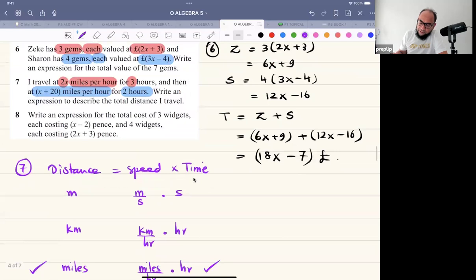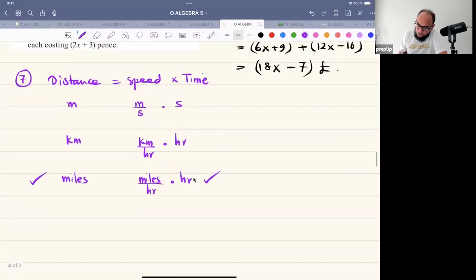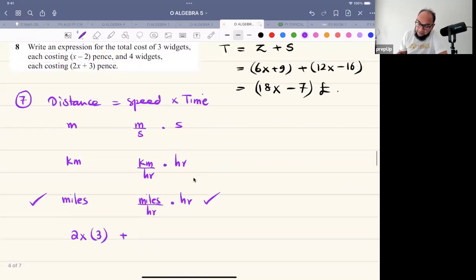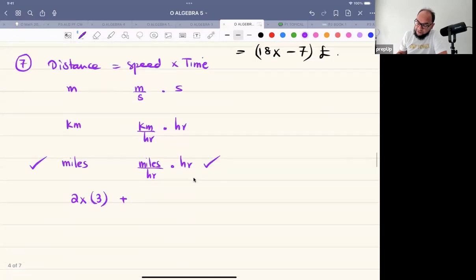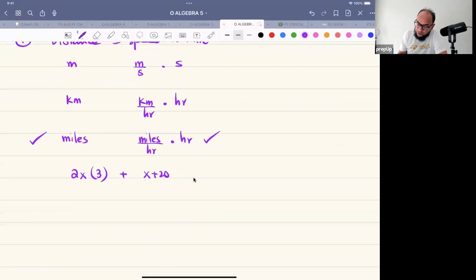So 2x miles per hour for 3 hours. So 2x into 3. And this is the first stage, and then the second stage is x plus 20 into 2. It's your choice whether you write it separately and then add it up. This is the first part, this is the second part, and then the total distance is the combination of these two. So this is 6x, this is 2x plus 40, that comes out to be 8x plus 40.